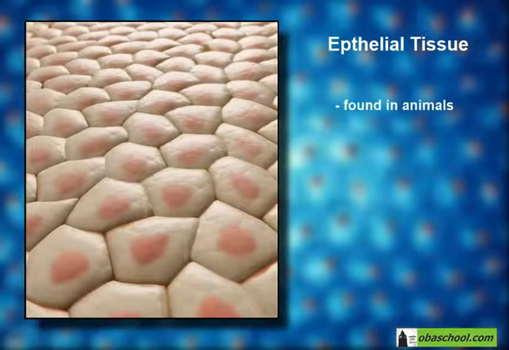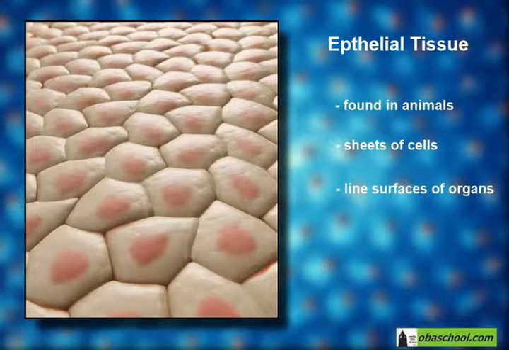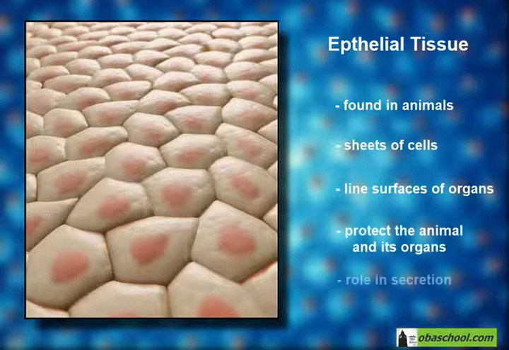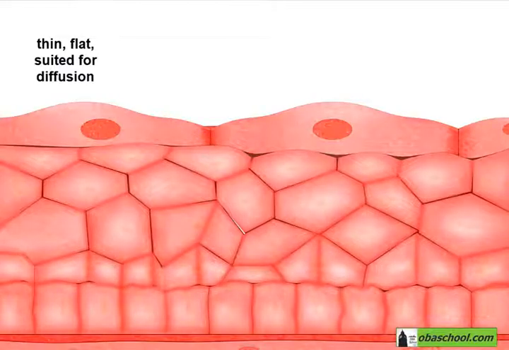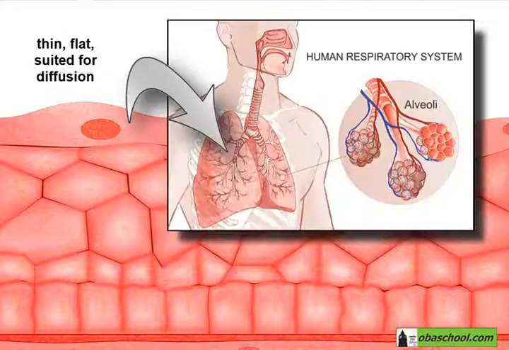Epithelial tissues are found in animals and have sheets of cells. They line the surfaces of organs and cover them, and here they play the role of protection and secretion. Some types of epithelial tissues are made up of thin, flat cells lining organs where diffusion takes place, like the alveoli of lungs.